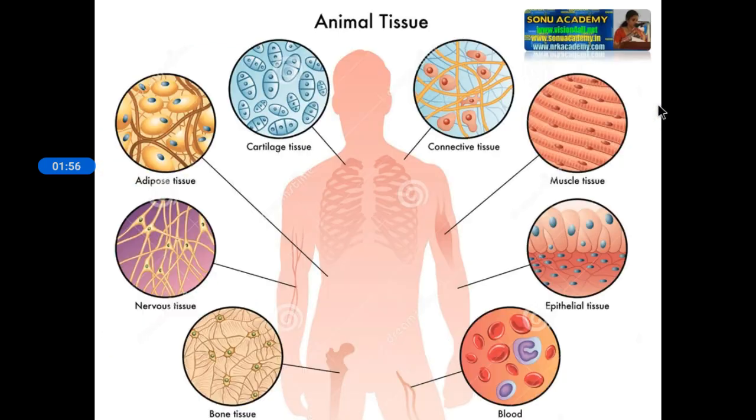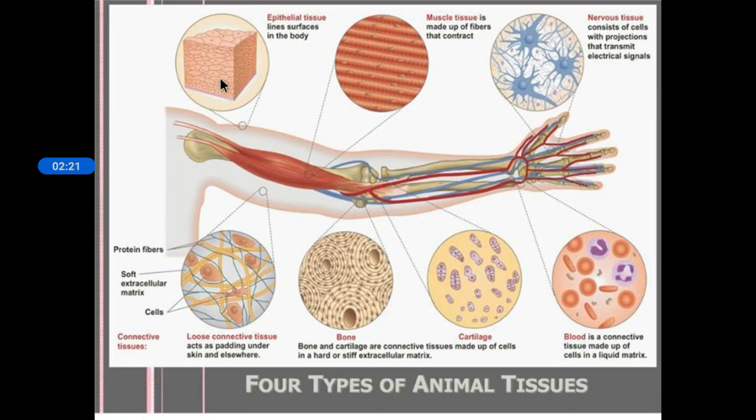Here you can see the animal tissues: connective tissue, muscle tissue, epithelial tissue, then blood, bone tissue, nervous tissue, adipose tissue which mainly stores fat, then cartilage tissue. These are some of the animal tissues in the body. Here you can see the 4 different types of tissues and where they are located. First is epithelial tissue. Epi means outer, so epithelial tissue lines surfaces in the body, and we will study where it is located in detail.